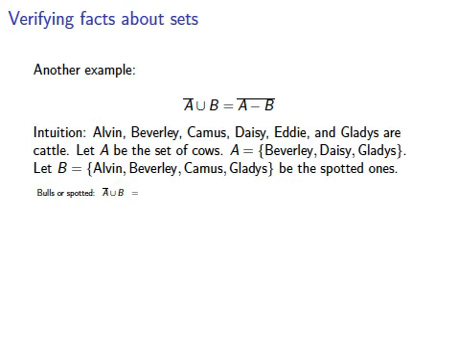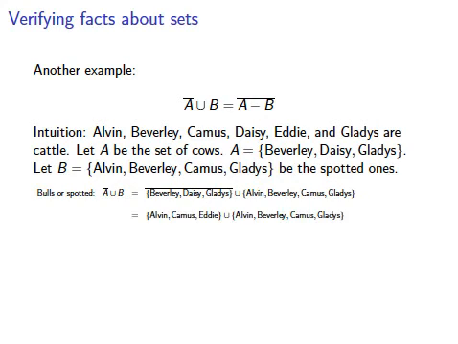Now, let's work out our equation. First, let's substitute in for A and B. We get the complement of the set {Beverly, Daisy, Gladys} union with the set {Alvin, Beverly, Camus, Gladys}. Applying the complement operation gives us the set {Alvin, Camus, Eddie} union with the other set. Performing the union operation gives us Alvin, Beverly, Camus, Eddie, and Gladys. Notice that that happens to be everyone except Daisy.